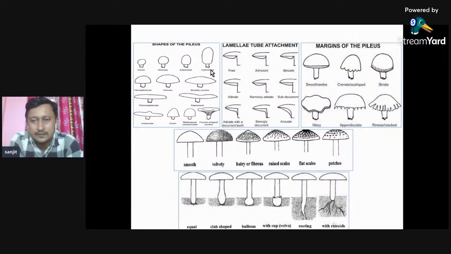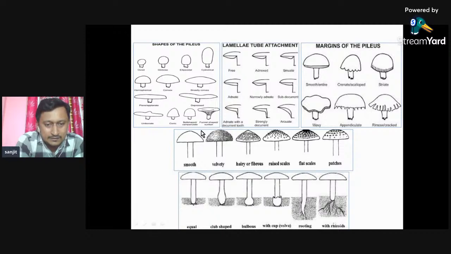Margin of the pileus, different types of margins were observed during the morphometric identification of the mushroom. Like smooth means totally smooth throughout the margin of the pileus. Crenate means slightly crenate shape. Striated means slightly cut down the pileus. Wavy means wave-like structure. Appendiculate structure. Rimose-like structure. And these are the surface of the pileus.